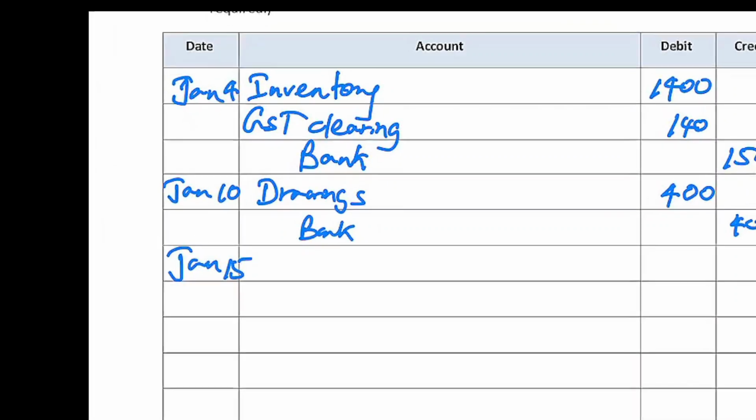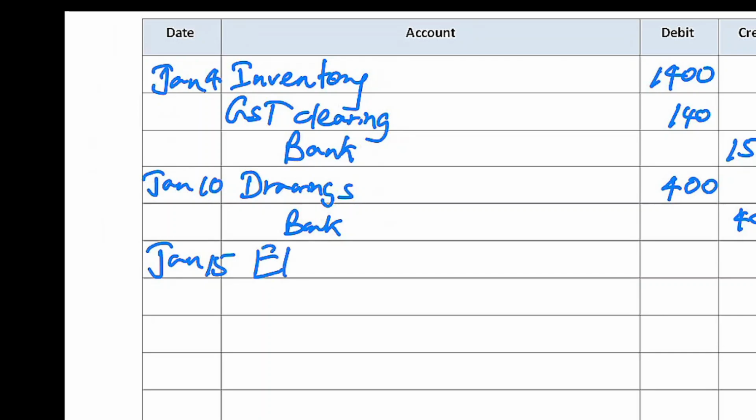Very good. So for electricity, you can just write electricity. You don't necessarily have to write expense. Just write electricity because why? Electricity is understood to be an expense.